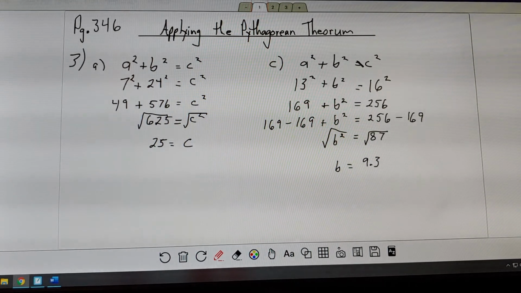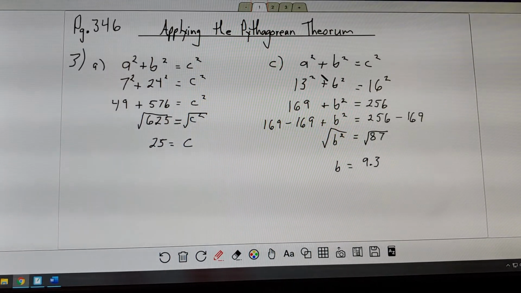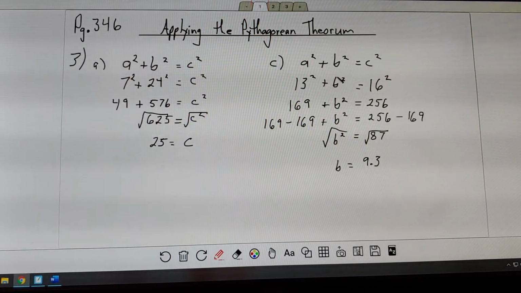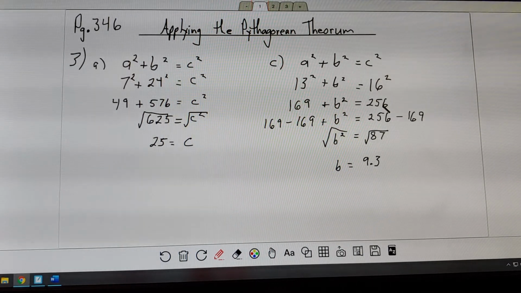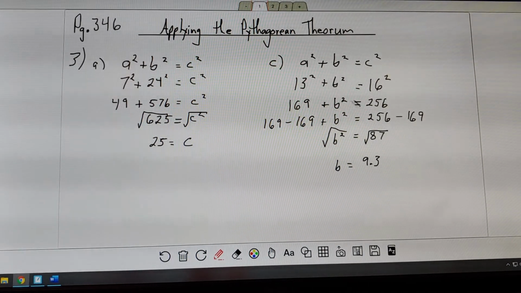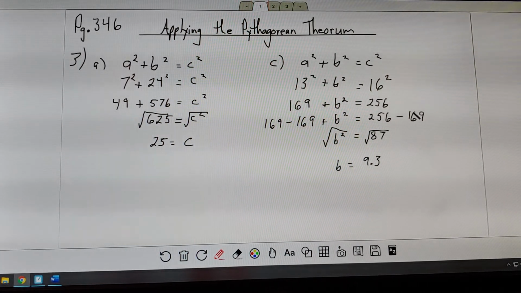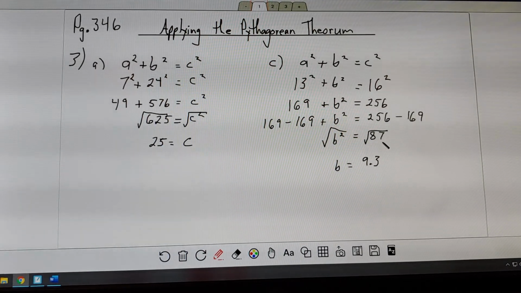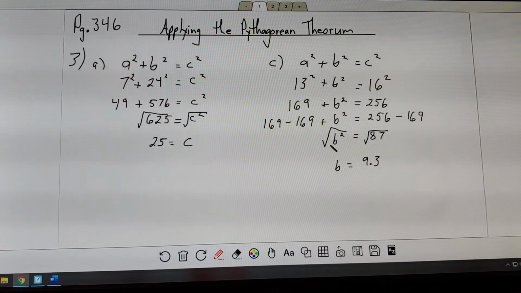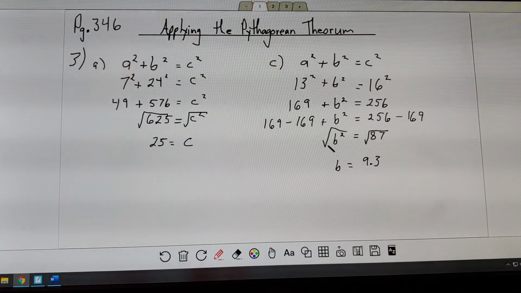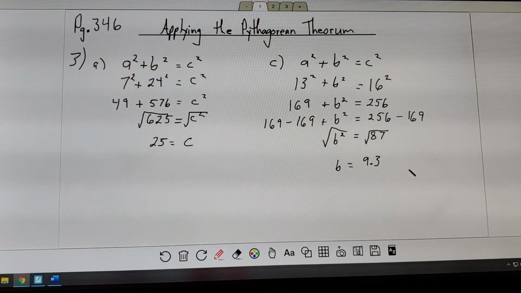For C, as I said before, they've given us A and C. Okay, so we're trying to find B. So we square 13, we square 16. We don't want 169 on this side with B, so we're going to subtract it away. And of course, what we do to one side of an algebraic equation, we do to the other. 256 minus 169 is 87, and we are just left with B squared on this side. Square root B squared, so we get B, square root 87, and you get 9.3.